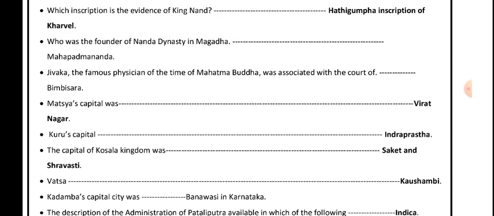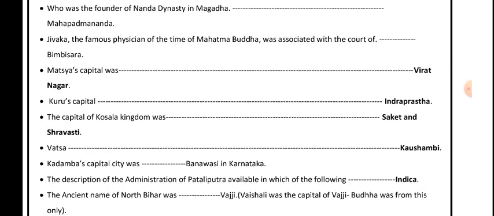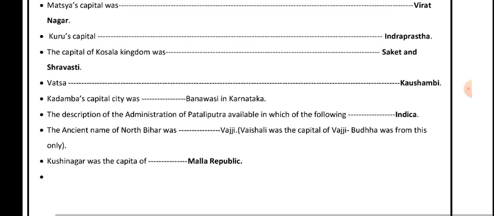Which inscription is the evidence of King Nanda? The Hathigumpha inscription of Kharavela. Who was the founder of the Nanda dynasty in Magadha? Mahapadmananda. Jivaka, the famous physician of the time of Buddha, was associated with the court of Bimbisara. Matsya's capital was Viratnagar. Kuru's capital was Indraprastha. The capital of the Kosala king was Saket and Shravasti.